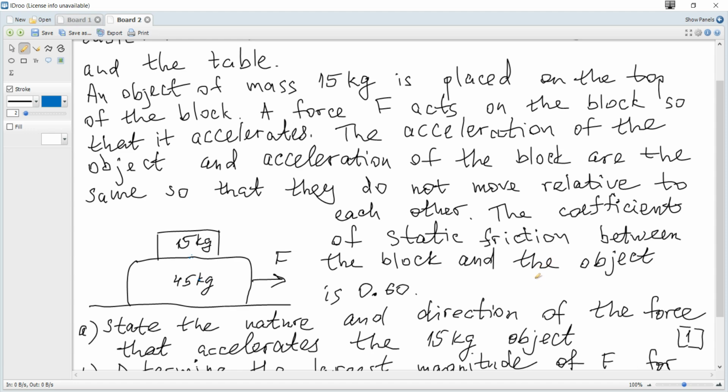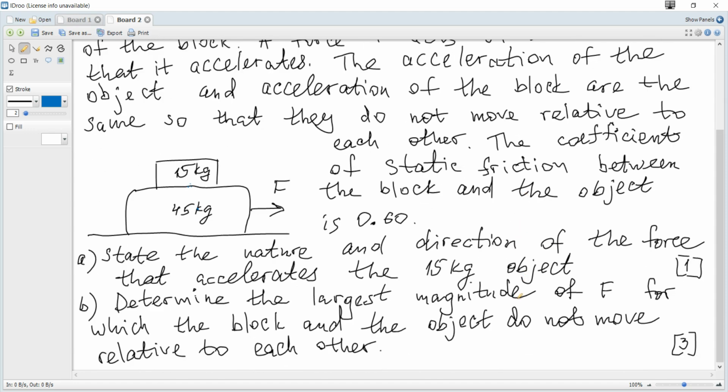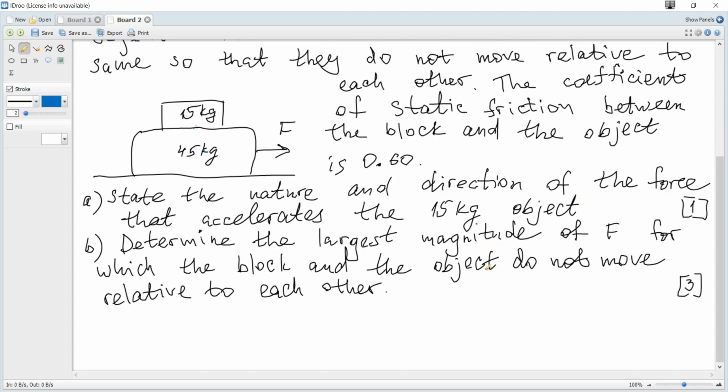The acceleration of the object and the acceleration of the block are the same, so that they do not move relative to each other. The coefficient of static friction between the block and the object is 0.6. A: state the nature and direction of the force that accelerates the 15 kilogram object.